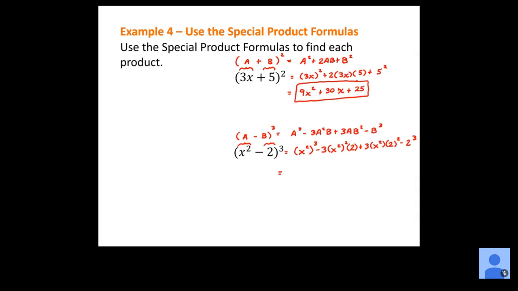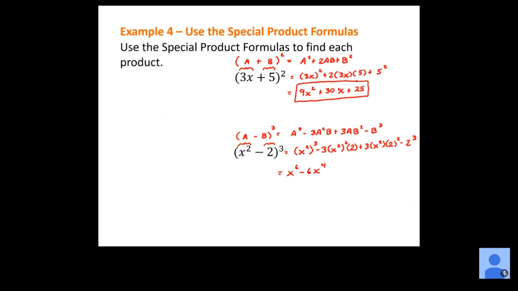So now we're just going to simplify this. So x squared raised to the third. Remember, when we raise a power to a power, we multiply. So that's going to give us x to the 6th power. Then right here, we have a negative 3 times 2 is going to be negative 6. We're raising a power to a power, so that's going to give us x to the 4th power.